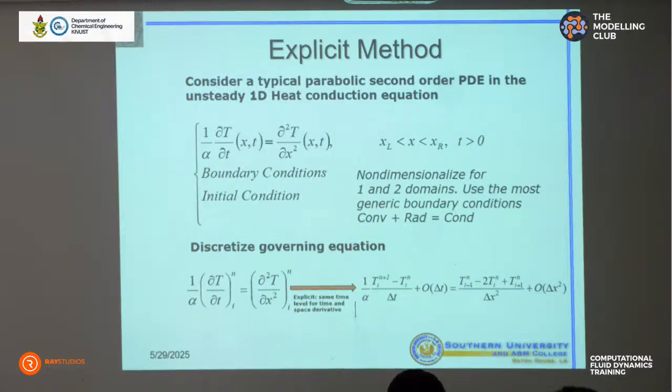Any comments or questions? Okay, so that is our replacement equations.